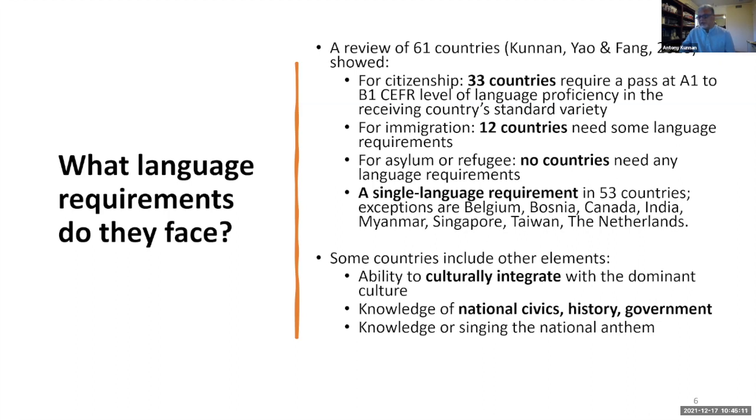In 53 of the 61 countries, there's a single language requirement. That means that you've got to master, to some extent, at least maybe A1, A2, B1, or B1 at least, of the standard variety of the country's language, national language, official language, whatever the case may be. There are some exceptions. Belgium, Bosnia, Canada, India, Myanmar, Singapore, Taiwan, and the Netherlands, in this set of 61 countries, require proficiency in maybe 2 or 3 or 4 languages.